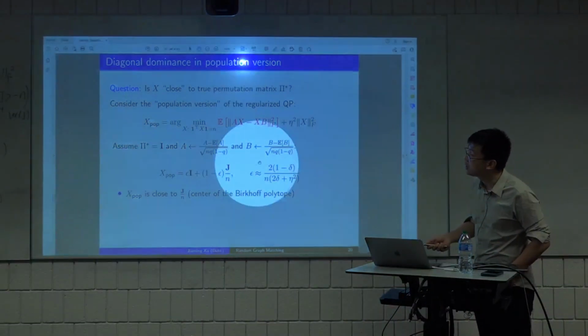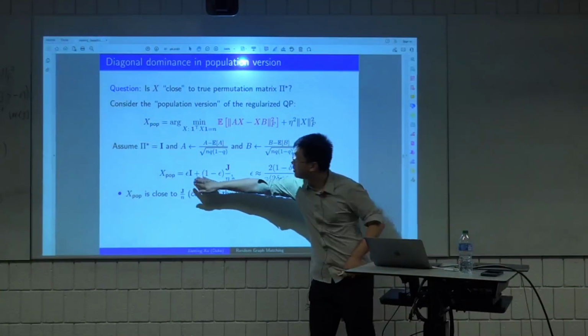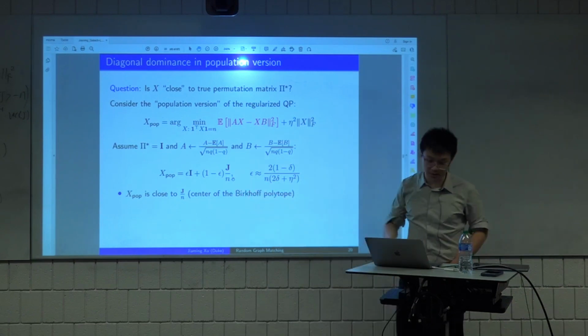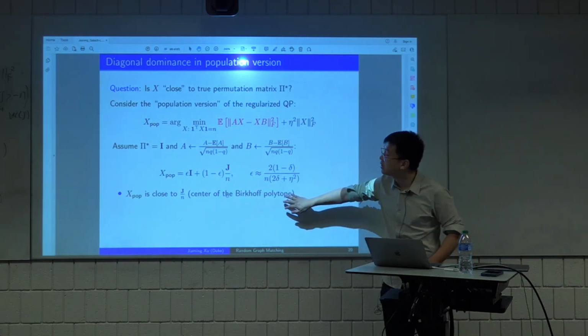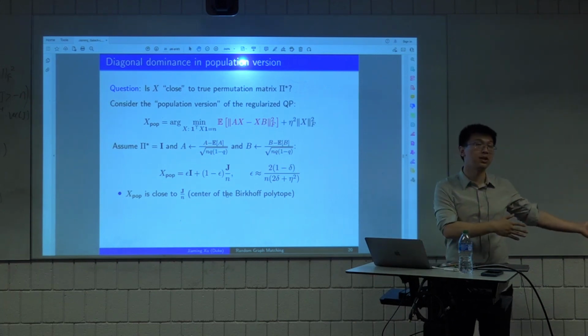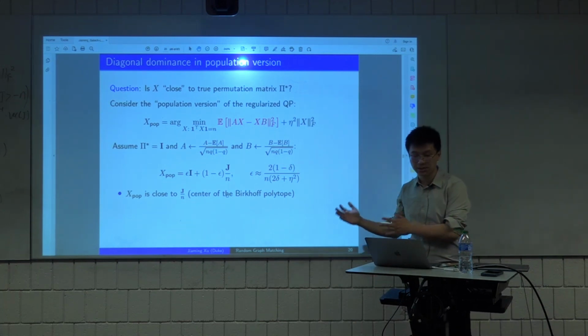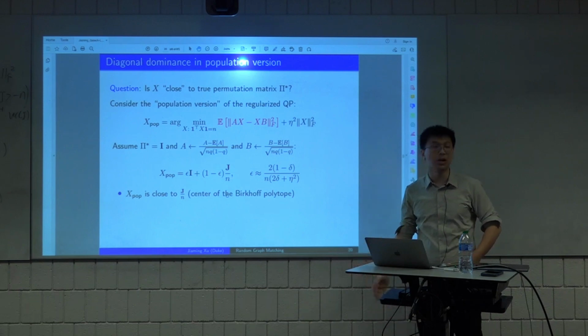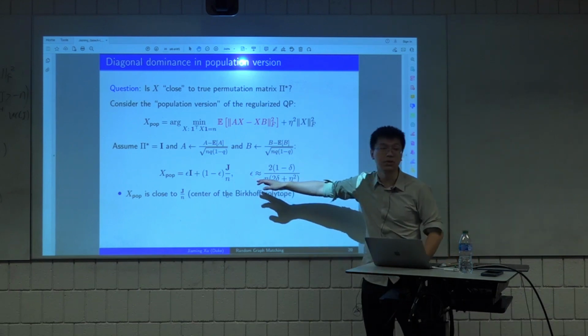So that means this part is small. The major part is actually this flat matrix part. So that's why what I say here is that this population matrix is actually not close to the true permutation matrix. It's actually close to the center of the Birkhoff polytope, like this flat matrix.